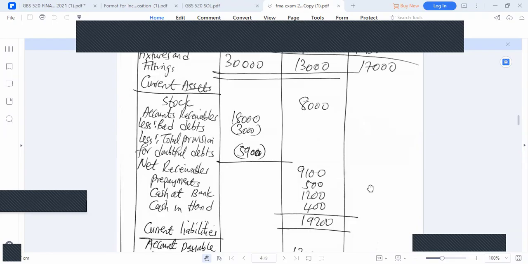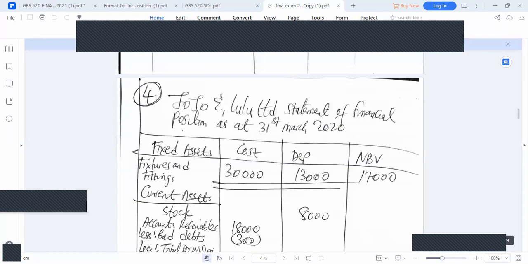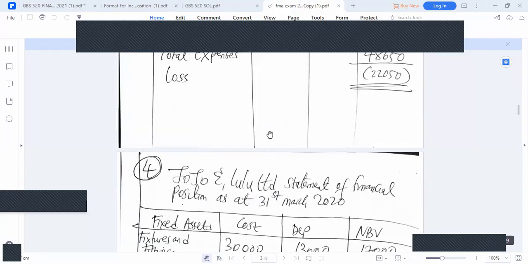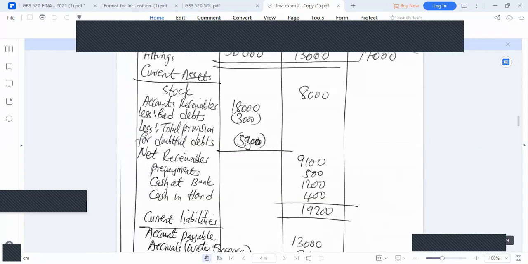Collins, how did you treat this 3,000 bad debt? Where is the other leg going? The other 3,000 was an expense here, bad debts of 3,000. Then again here, the 3,000 appeared here, the 900 and the 5,000.